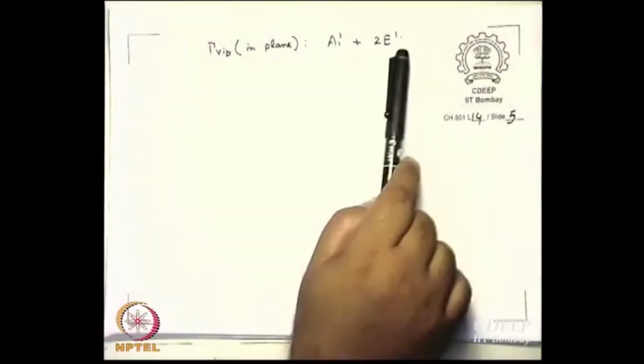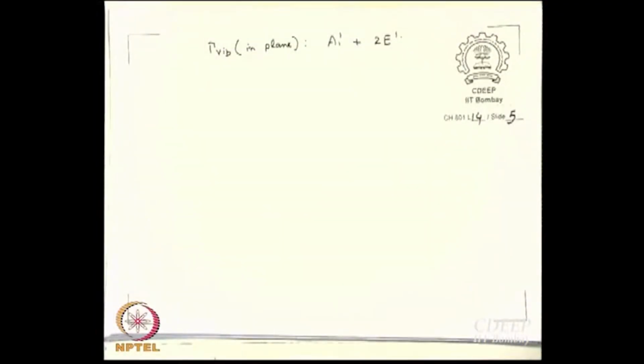If it was antisymmetric or if it was not symmetric with respect to sigma h, then it would have been E double dash, right. And what I am saying is that anything that goes out of plane has to be antisymmetric with respect to sigma h. So, we conclude that A1 dash plus E dash, all these normal modes of vibration have to be in plane motion, alright. What are the different in plane motions you can have?